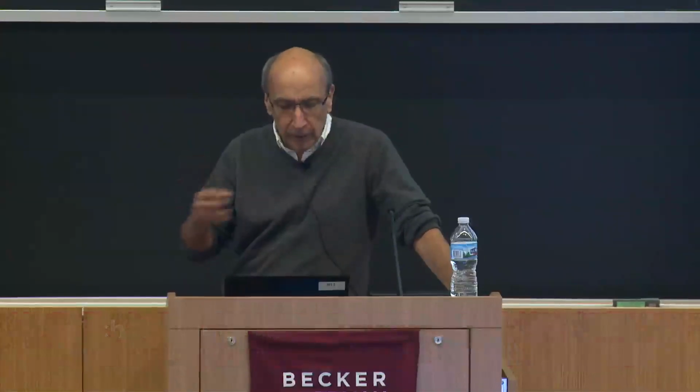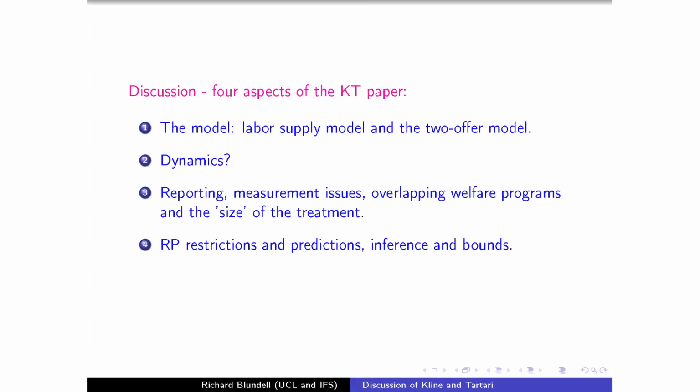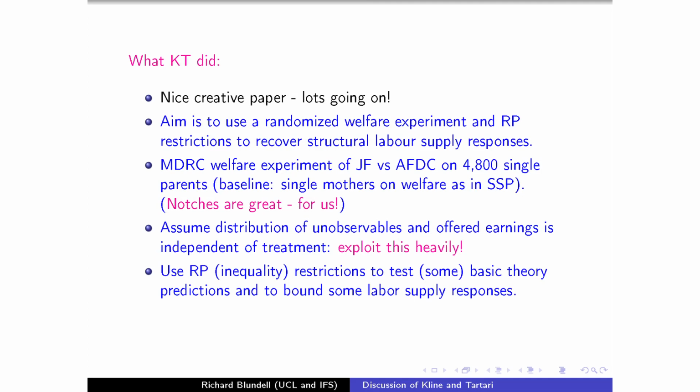I wanted to think about the model and how it relates to the standard models that many of us, certainly me, have worked on. Think a little bit about dynamics, as I think if you talk to people about why these programs were introduced, it's true they wanted to get people off welfare and into work. There was a side of things that said this would be good for them in the long run. Let's think about that, because that can clearly have an impact here. There's reporting, many of the issues that were raised there, and I want to emphasize a couple of issues around the size of treatment, actually. And then, if I've got time, think a bit more about where we could go with the revealed preference work to add more. I've got no particular objection to what Katie did. It's a nice creative paper.